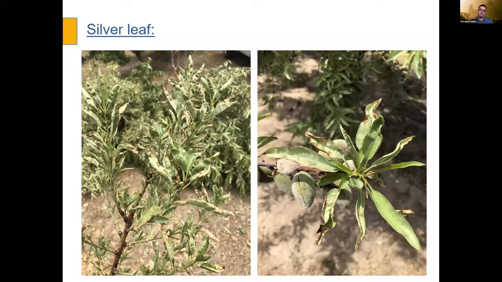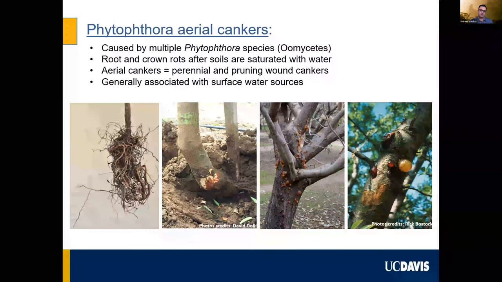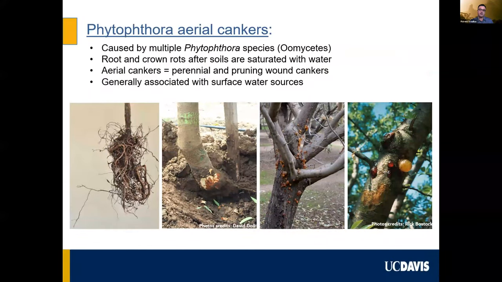In late infection stages, the trees will look almost silverish in color, but with necrotic lesions on leaves that also look very similar to either a potassium deficiency or severe nitrogen deficiency. Phytophthora canker, very briefly: I think the goal here is mainly to have some comparison between what aerial Phytophthora cankers look like compared to this common true fungal canker disease.